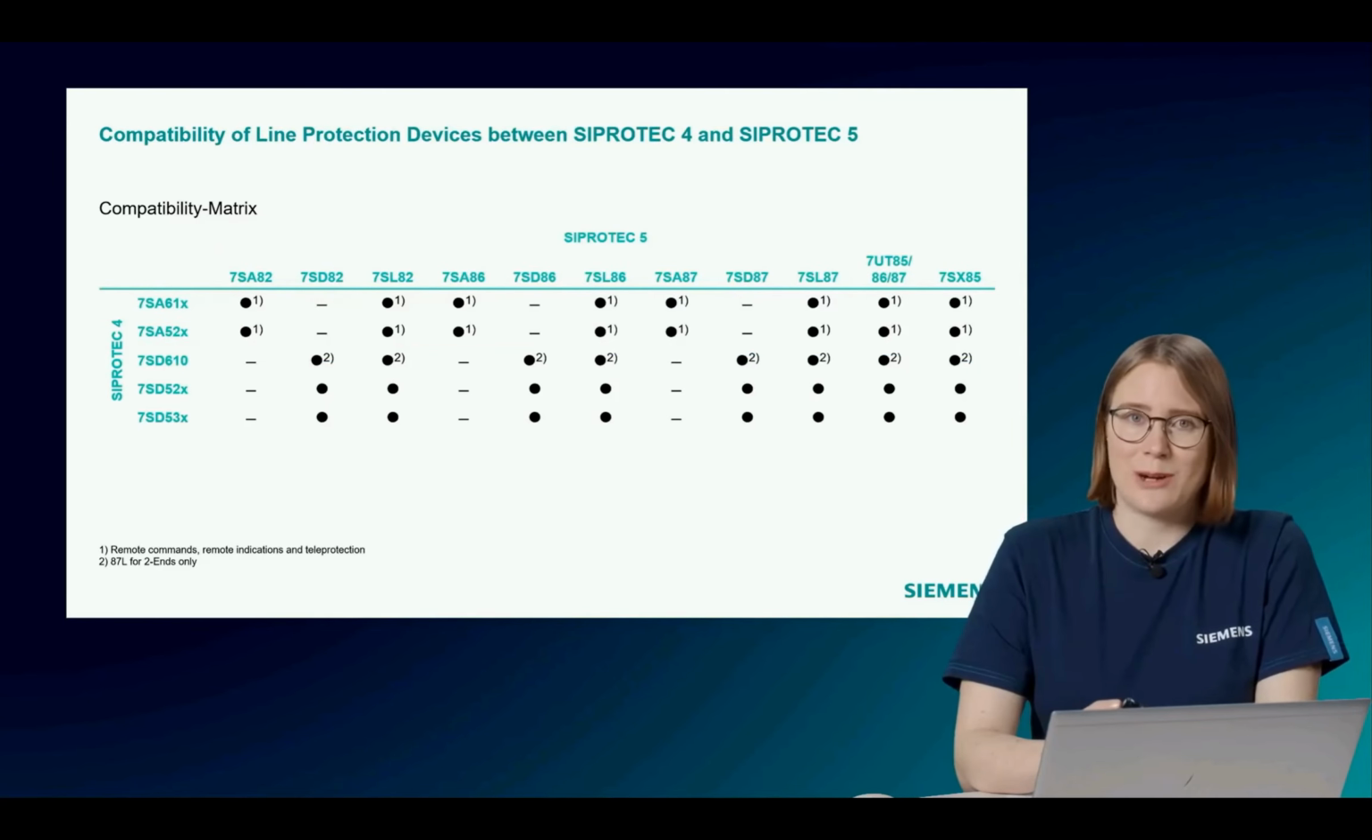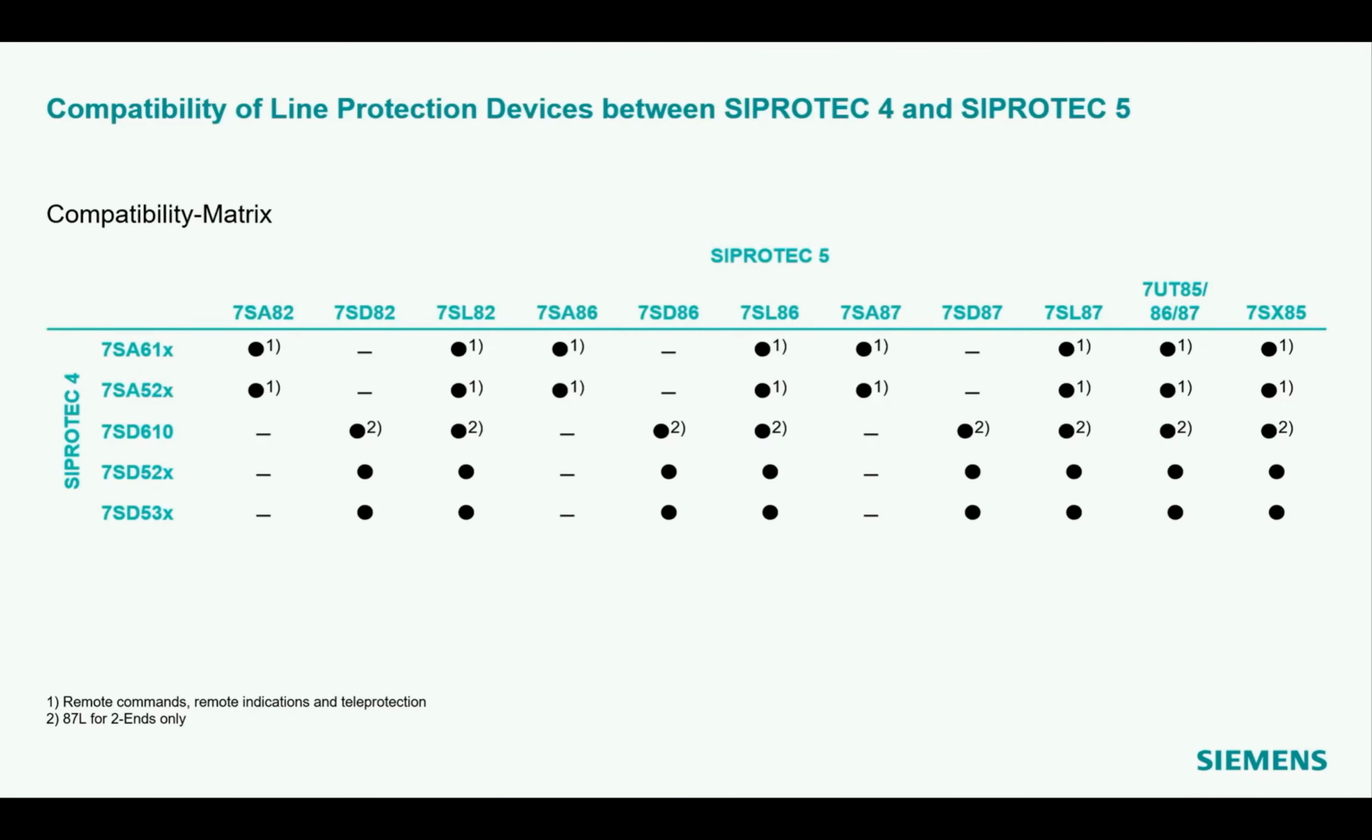This slide shows a compatibility matrix. In my opinion, it looks more complicated than it is. The rules are pretty simple. You can combine the SIPROTEC 4 line differential protection devices 7SD with all SIPROTEC 5 devices with the capability of being part of a line differential protection scheme, such as all 7SD devices, the 7SL devices, but also the 7UT, or of course our universal device 7SX. Hereby the 7SD61 is only for true end line topologies.